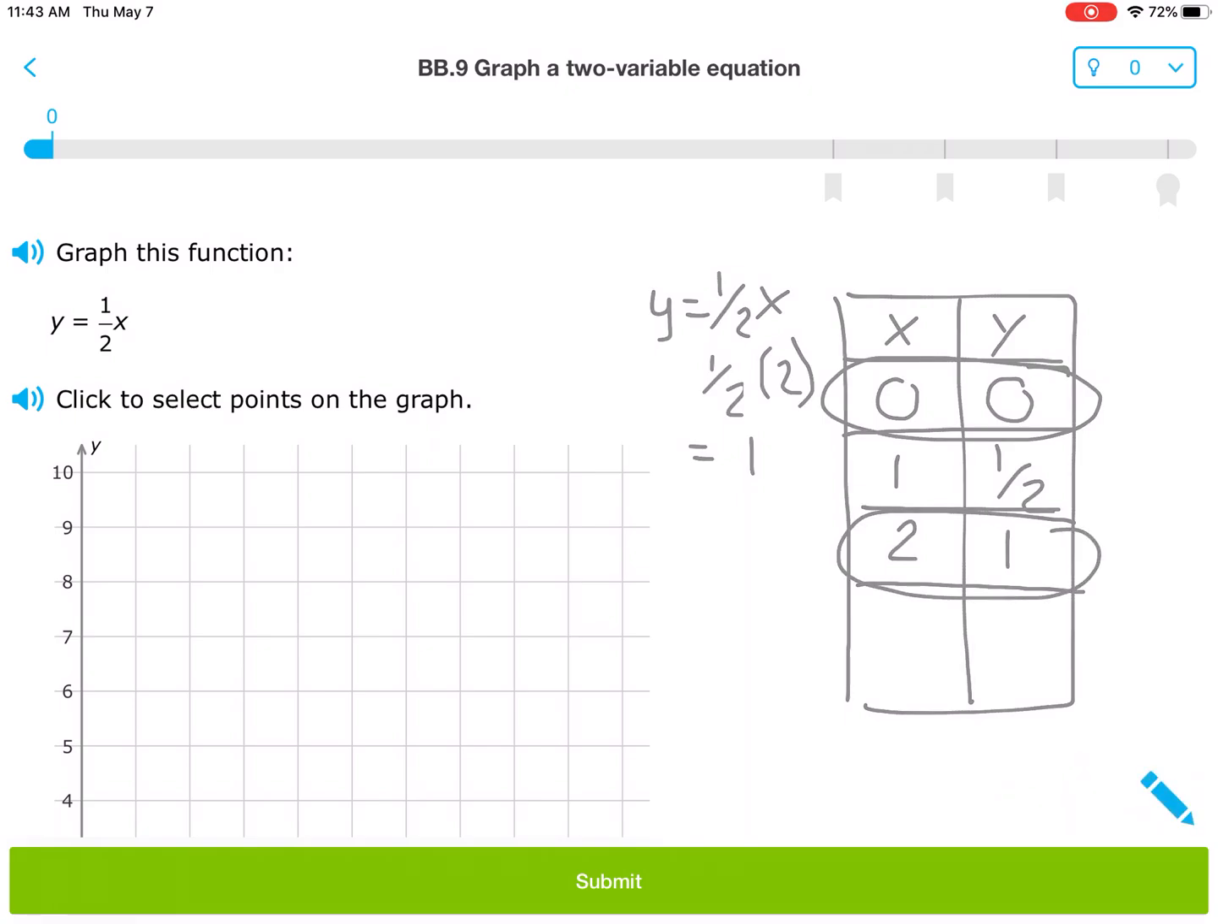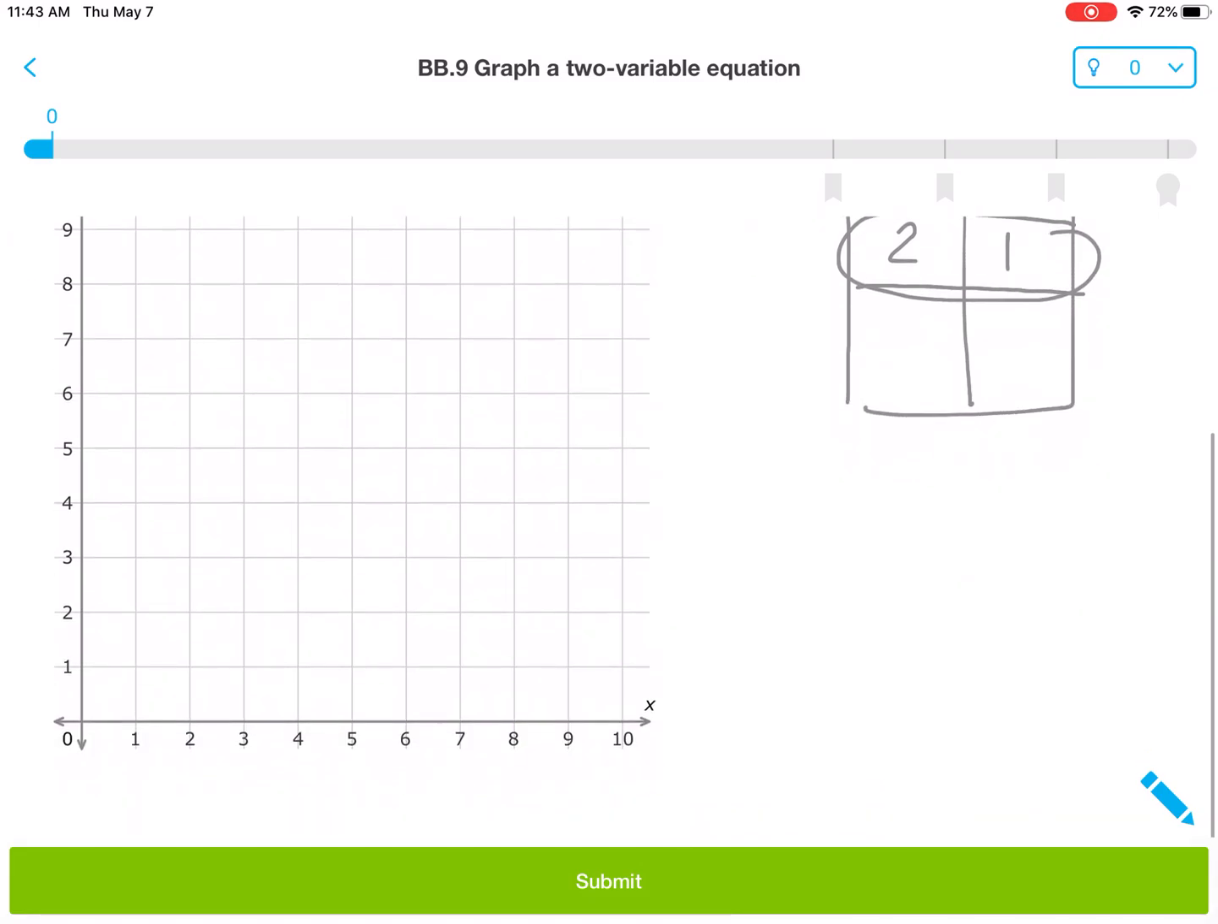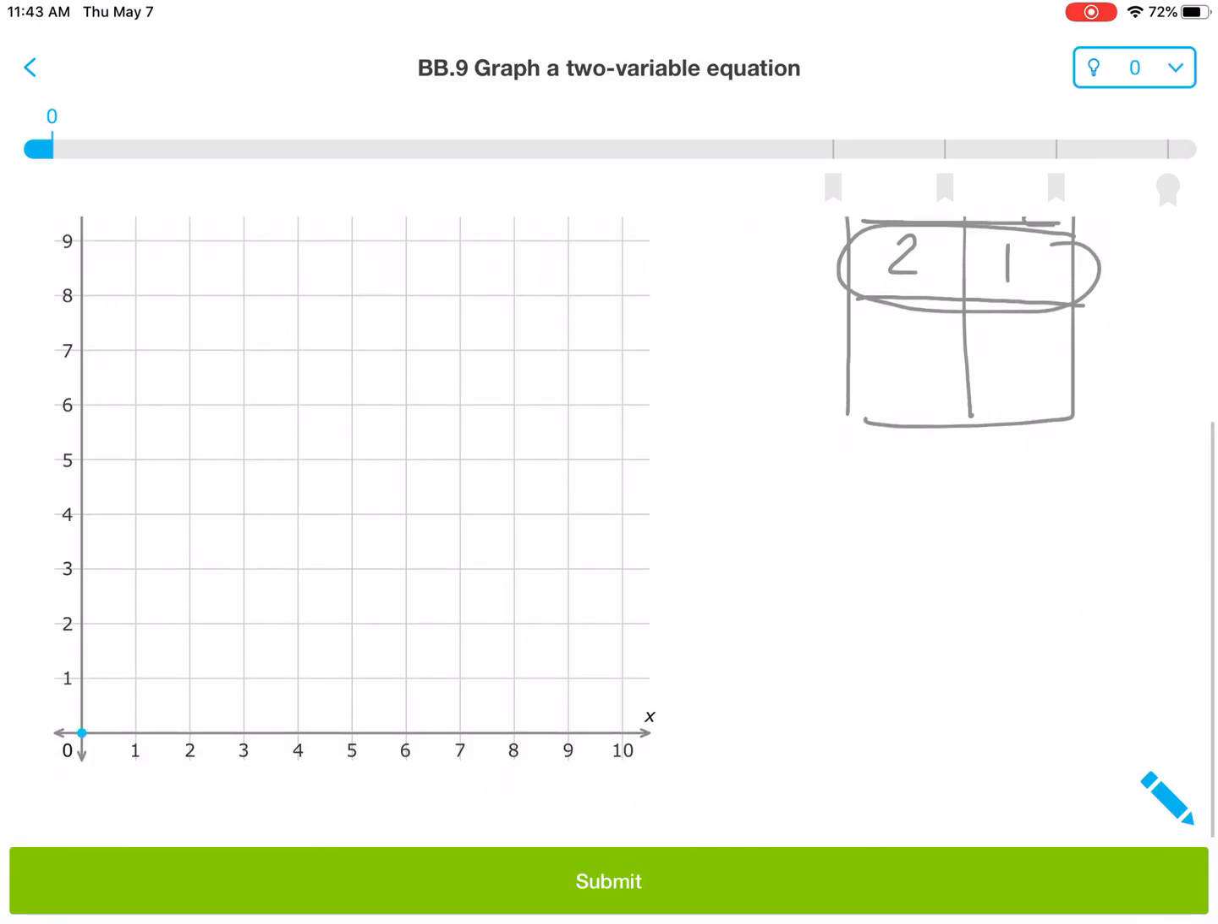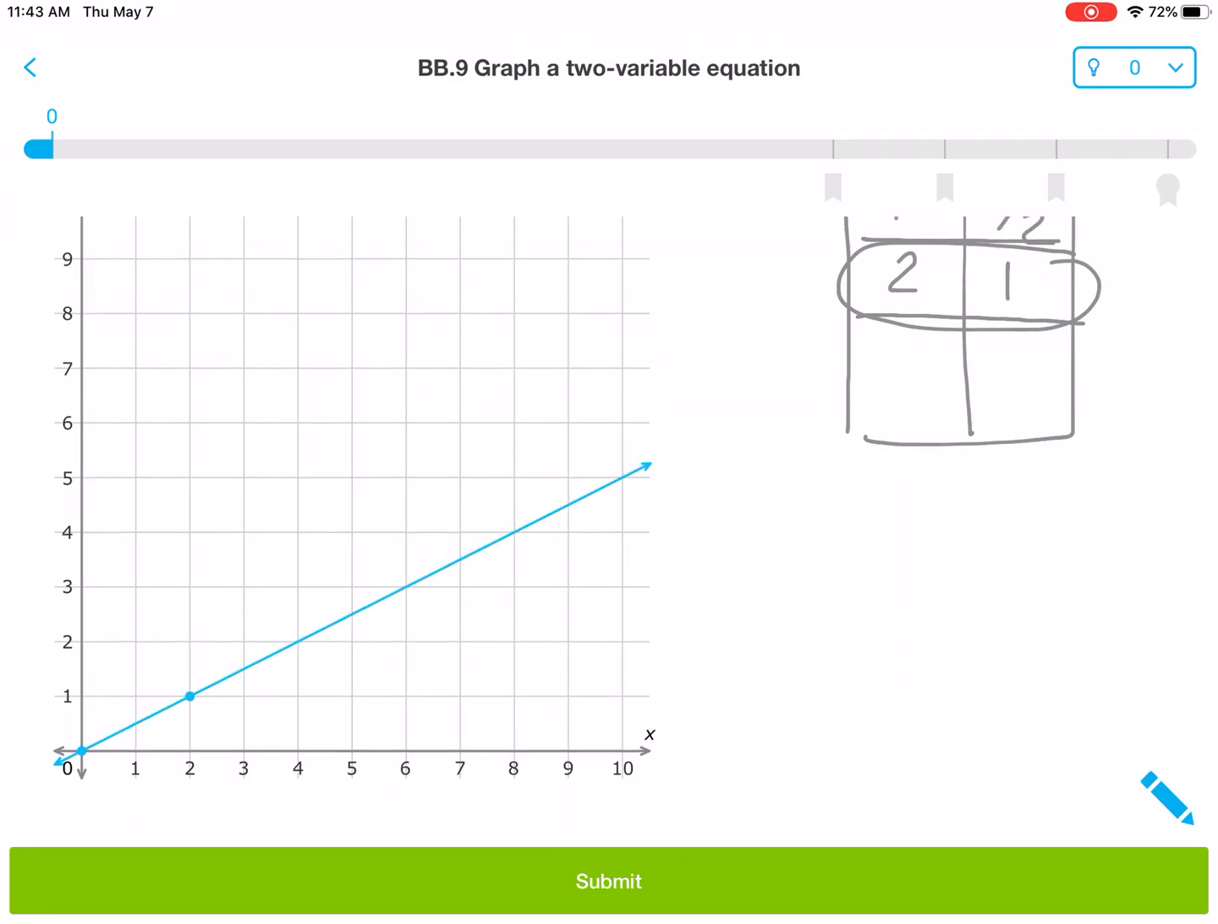So when I go down to my graph, I can plot the point 0, 0, okay? And I can plot the point 2, 1. I'm going to start at my origin, go over to 2, up to 1. And that's enough for the line to be extended in this example, okay?